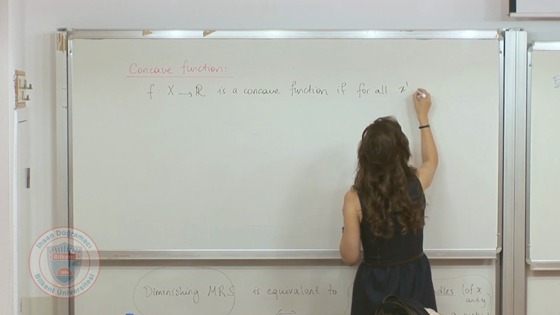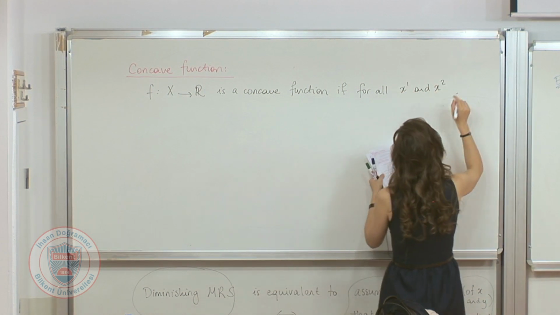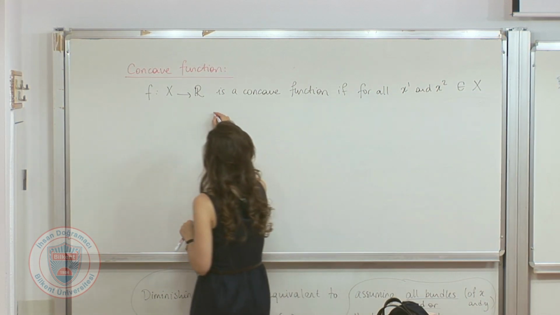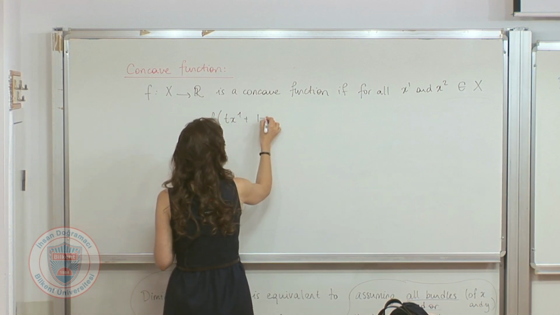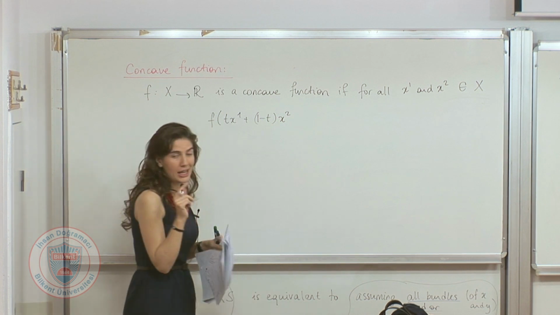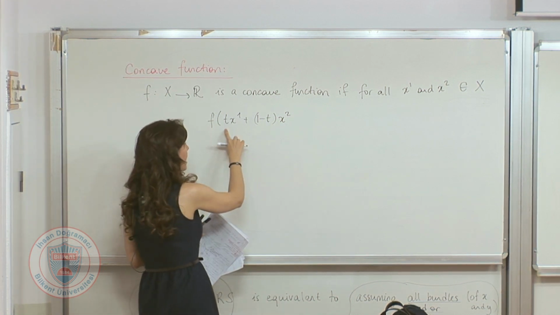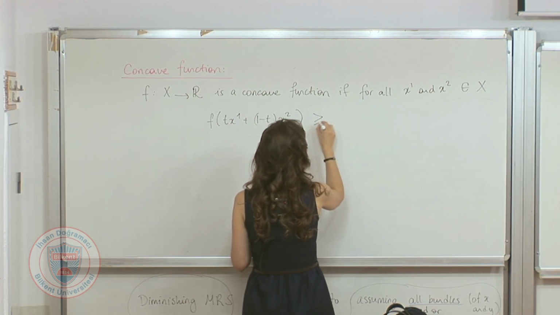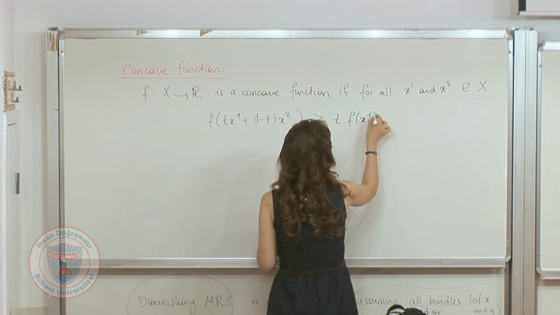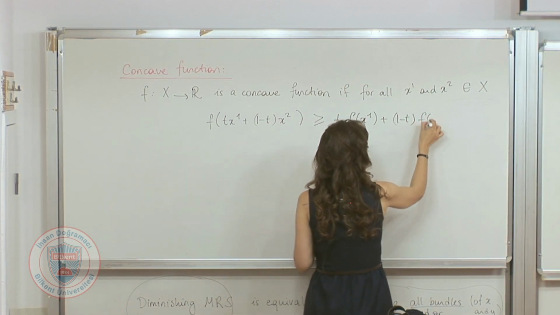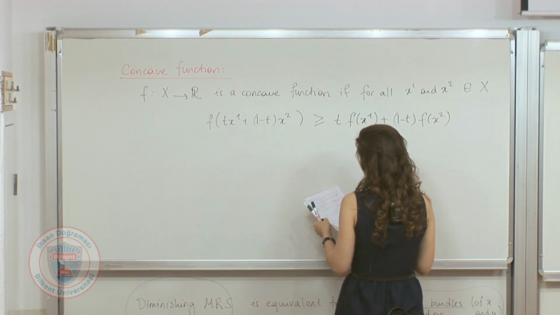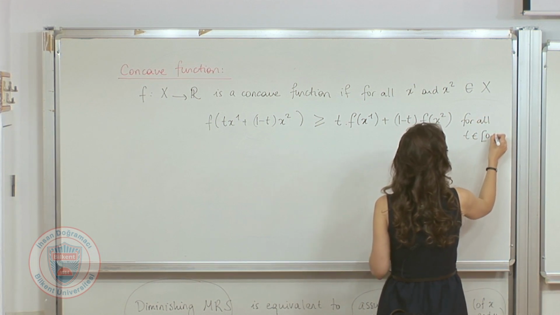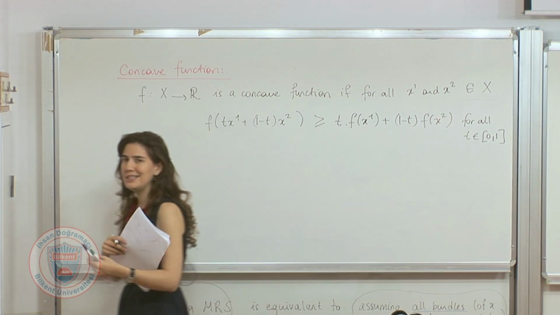For all x1 and x2 element of X, we have f of t x1 plus 1 minus t x2. I take a convex combination of these points, and then I look at the value of the function at this number, okay? If it's concave, it says that it should be greater than or equal to the convex combination of the values, okay? For all t element of 0, 1, okay? So this is a concave function.